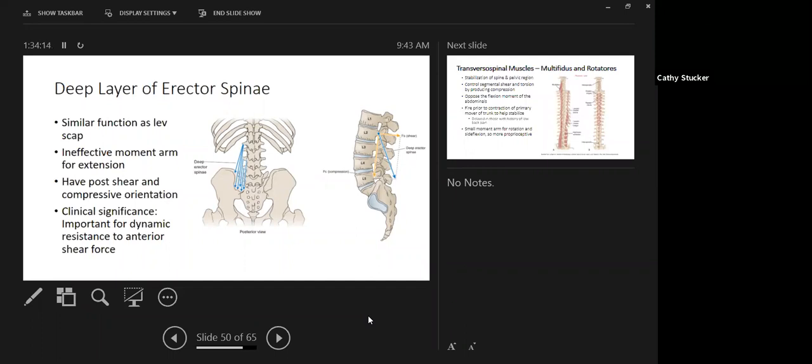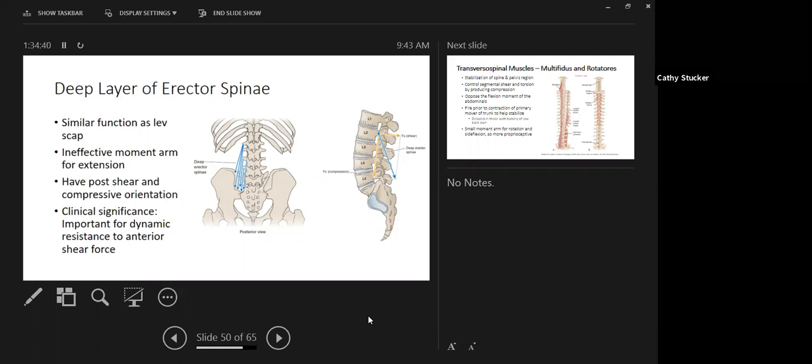The deep layers of the erector spinae are similar to the levator scap, and that's why I thought this was kind of interesting. I almost took this out, but because they are similar, if you remember how the levator scap is really important for maintaining head alignment, it fights against gravity and against some of the other muscles. The deep layers of the erector spinae do as well.